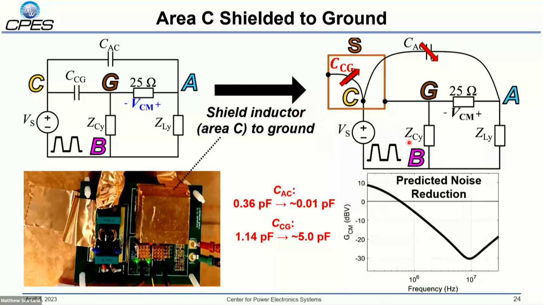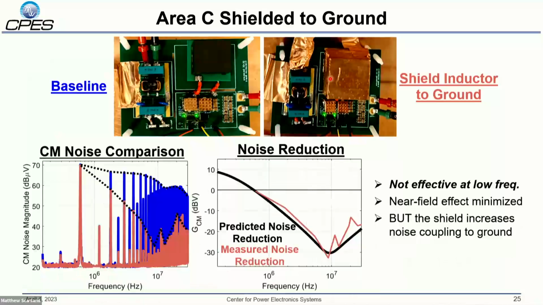So for that reason, although our high frequency noise should still be reduced, actually we won't see any benefit at the low frequency because the coupling from area C to ground is worse at the low frequency due to the design of the EMI filter. So here's our measurement result compared to our predicted noise reduction. And as we predicted, there's actually no reduction in the common mode noise at the switching frequency, although we still get some benefit at high frequency. So practically, this is not a very useful technique in many situations because you don't get reduction at your low frequency, which is often the strongest harmonic.